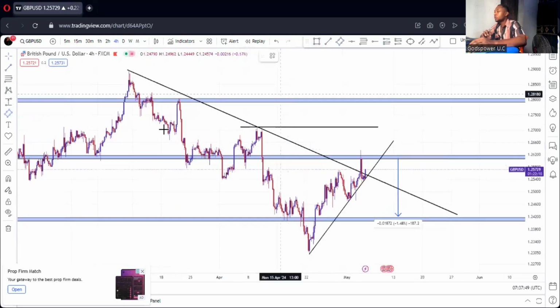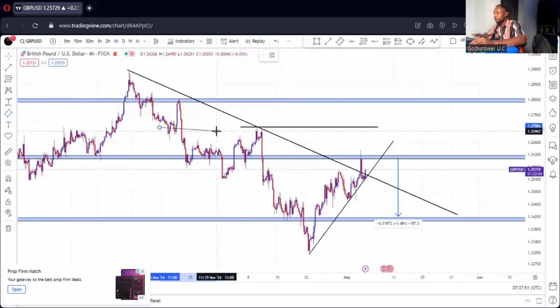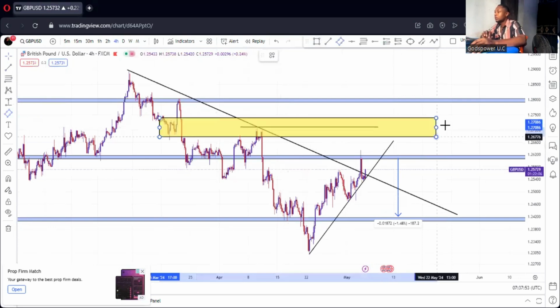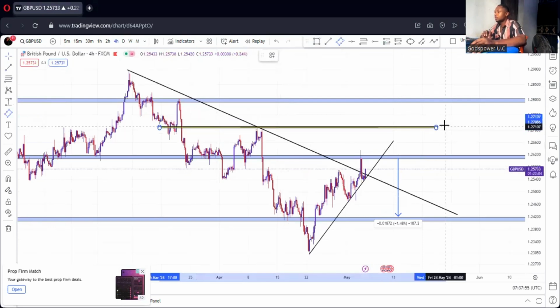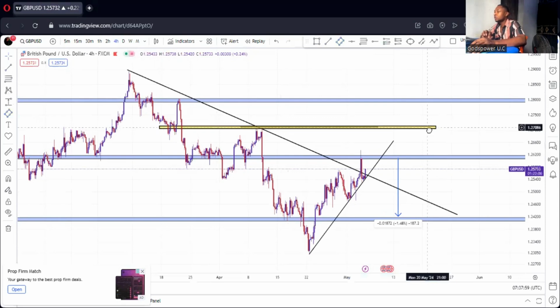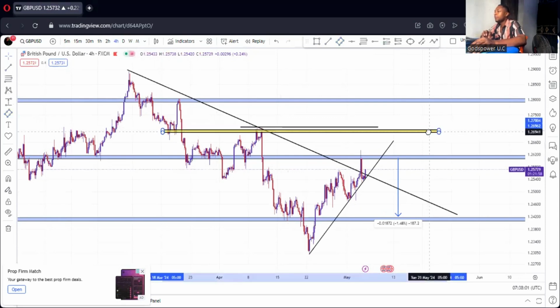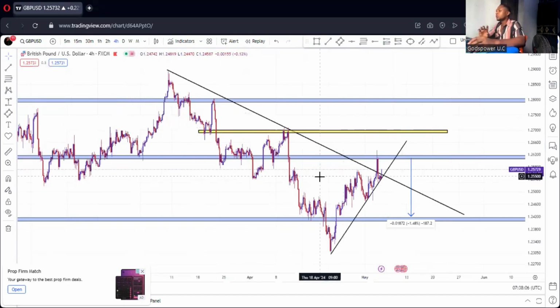The market should not break this zone. Let me put this right there around that place as my support. This is my support, guys. This is my support zone. So that's just what I'm looking out for.